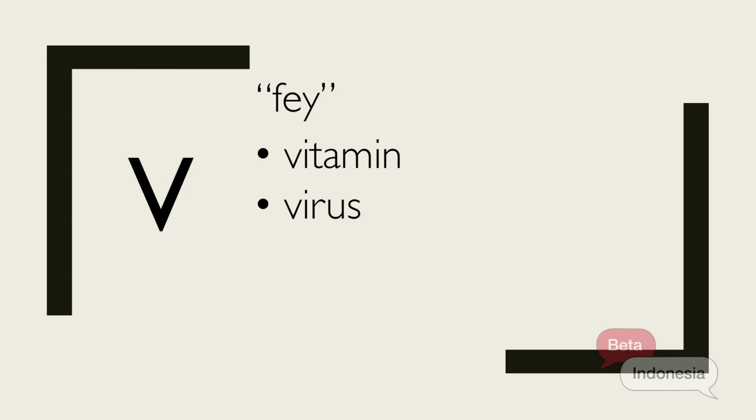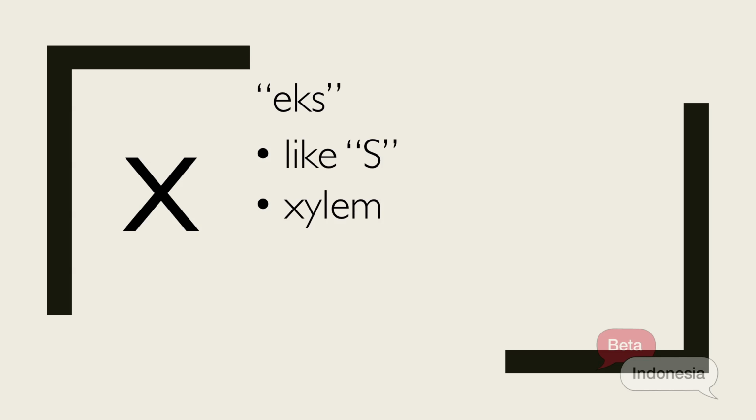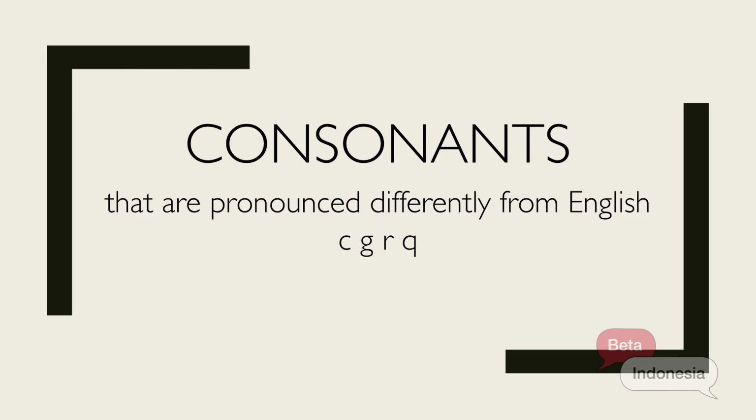V is pronounced short and sharp and is for vitamin and virus. X is pronounced like S and is for xylem. Then, we have some letters that are pronounced quite differently from English.